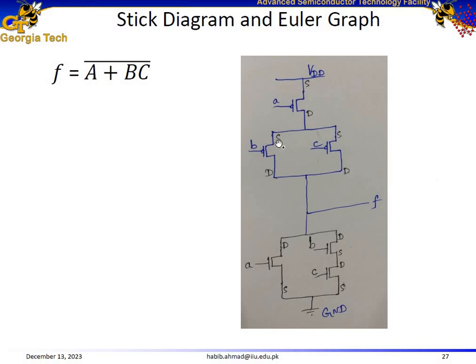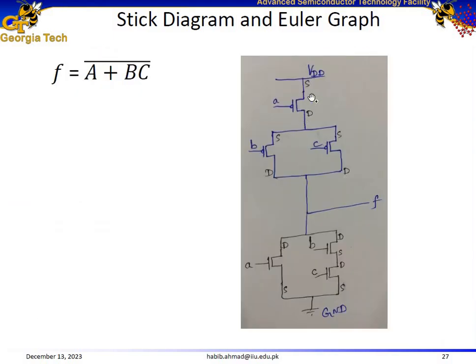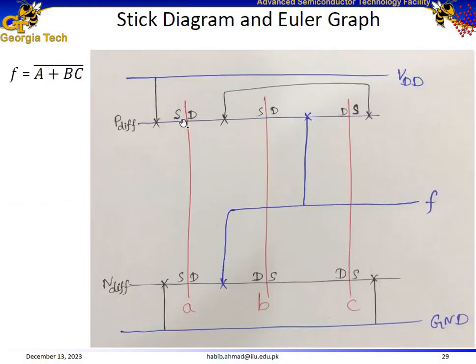The sources of B and C are connected to the drain of A. The source of B should be connected to the drain of A, and similarly we need to make a connection from these to the source of C as well. The source of A should be connected with the supply voltage, the supply rail. Label this side as the source of A and make a connection from here to the supply voltage. So this forms our stick diagram for the logic function A or B, C whole complement.